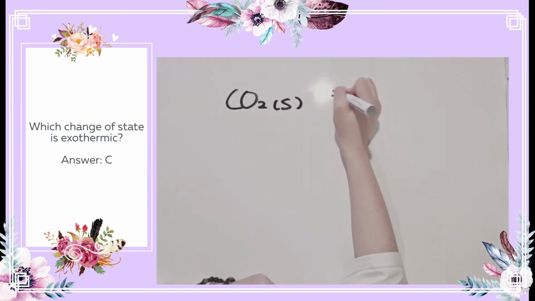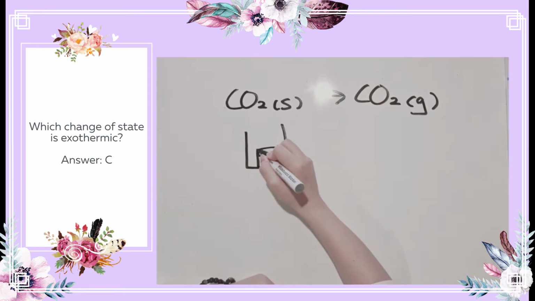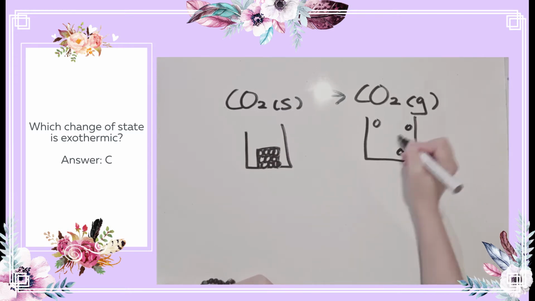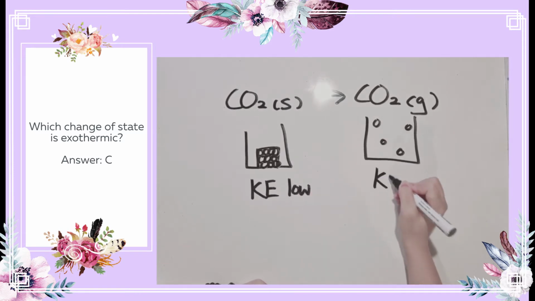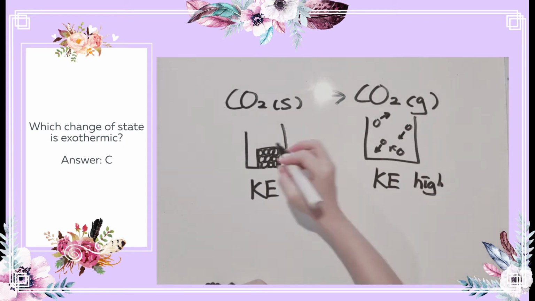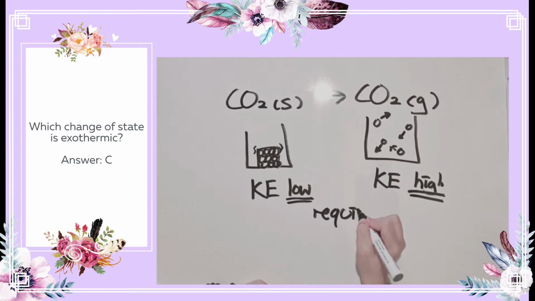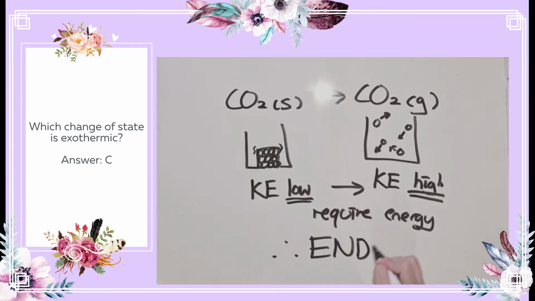Which change of state is exothermic? So we're given 4 reactions. The first one, you're going from carbon dioxide solid to gas. As you can see from the drawing, solids have a low kinetic energy, low movement, while gases have relatively high kinetic energy as they're freely moving around. Hence, as you're going from a low energy state to a higher energy state, it requires energy. Therefore, this reaction is endothermic.